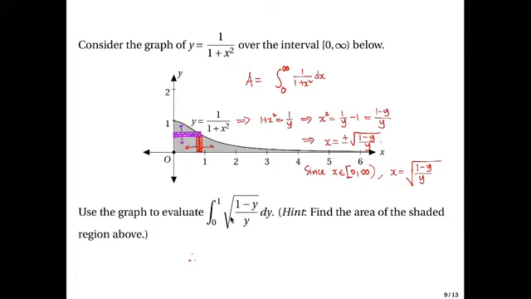So meaning the integral from 0 to 1 of the square root of 1 minus y over y dy is equal to the integral from 0 to plus infinity of dx over 1 plus x squared. And just try to evaluate this as a practice and you will get this improper integral. Okay?